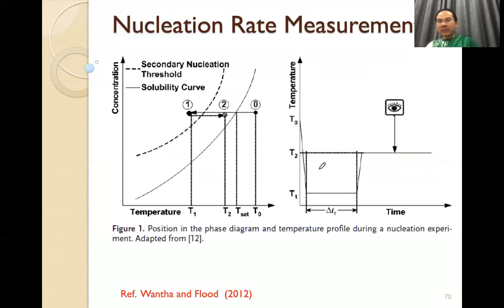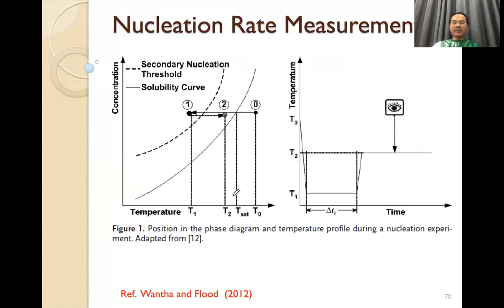Okay, how to measure the nucleation rate? There are many ways to measure the nucleation rate, but it is quite difficult. For nucleation rate measurement, mostly we determine the number of crystals that occur during the crystallization. In this case, we use a microscope to directly count the number of crystals.